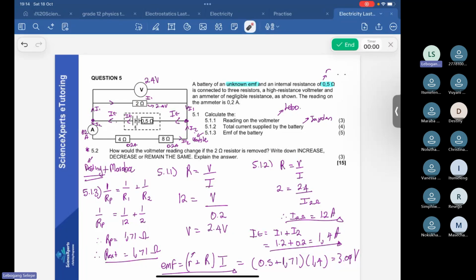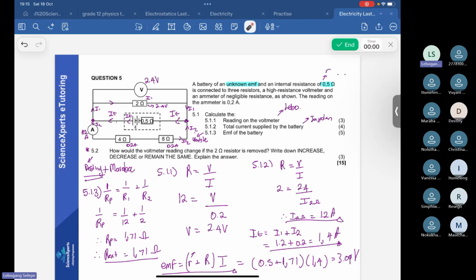Destiny, are we on the same page? We remove a resistor that is in parallel. This is a resistor in parallel. When you remove a resistor in parallel, write this down guys, the total resistance would increase. When you remove a resistor in series, the total resistance would decrease.